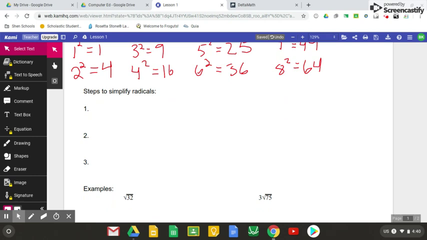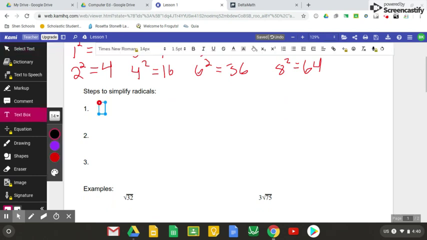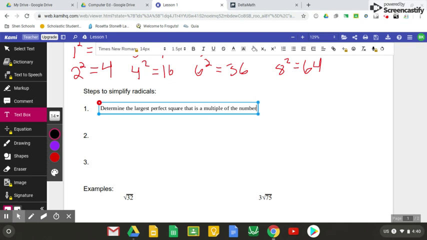So I got 3 steps for you to simplify radicals. Step number 1 is to determine the largest perfect square that is a multiple of the number. Hey, what are perfect squares? Those are the numbers we're writing. 1, 4, 9, 16, 25, 36, 49, 64, 81, 100, 121, 144, 169, 196, 225 are all perfect squares. Those are the important numbers.